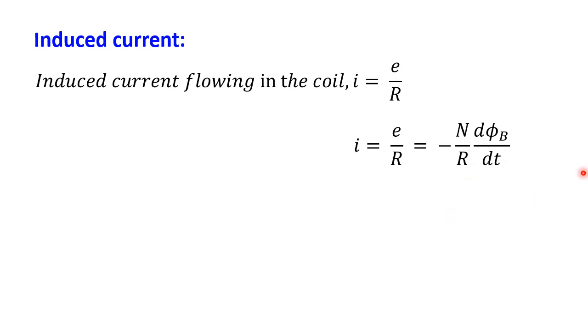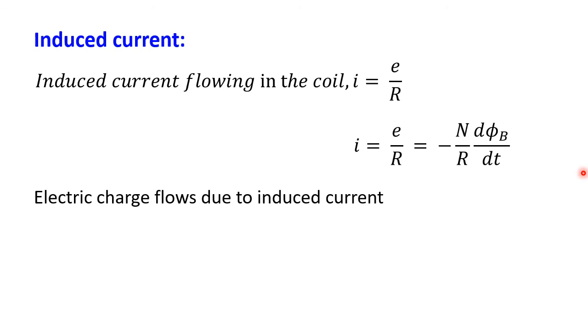Now from this we can get the charge also. So electric charge flows due to induced current. Here current is nothing but charge by time, so charge equals current into time. Here current is already there, so if you shift the time to the left side, then I into dt is nothing but charge. So we can get charge q equals I into dt. If you shift dt, then the remaining is minus n by R into d phi b, that is the change in magnetic flux. So this is the induced current expression.